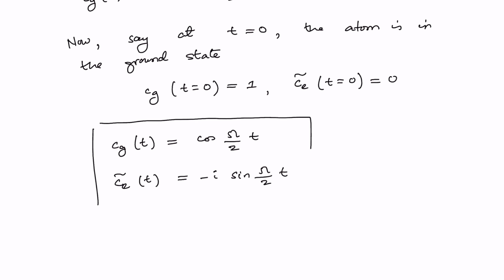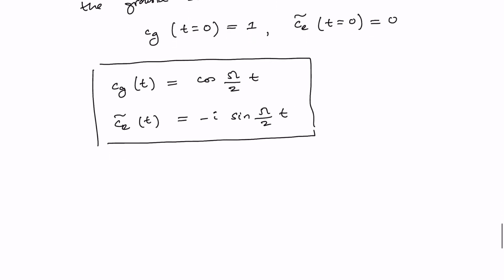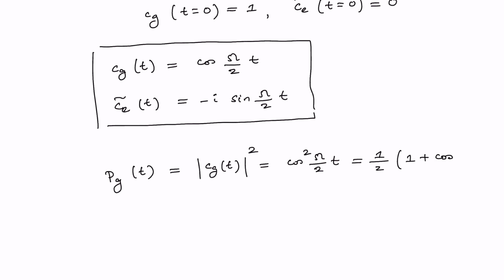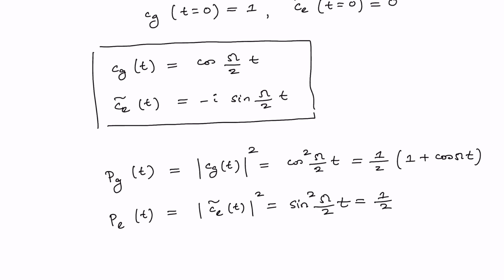Okay, so we have obtained the probability amplitudes for the atom when we have considered the atom to be in the ground state initially, and from here we can immediately write down the probabilities for the populations in the ground state and the excited state. Probability for the population in the ground state at any given time would be |Cg(t)|², and that is going to be equal to cos²(Ωt/2), which is nothing but 1/2 (1 + cos Ωt). And then Pe, the probability of getting the atom in the excited state, is |Ce tilde(t)|², and that is nothing but sin²(Ωt/2), which is equal to 1/2 (1 - cos Ωt).